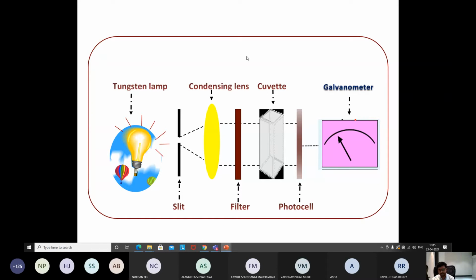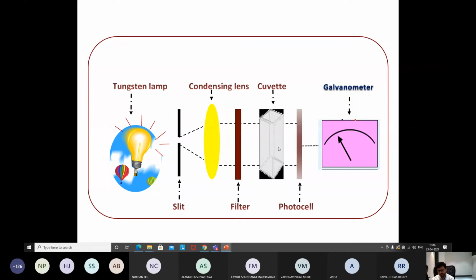So this is the main principle of the calorimeter on which it works. There is a tungsten lamp, this slit, a condensing lens, and there will be specific filters for the specific range. Suppose a 400 nanometer filter, 700 nanometer filter, 450, 500. So there will be different filters which we will use to selectively transmit a particular wavelength of the light.